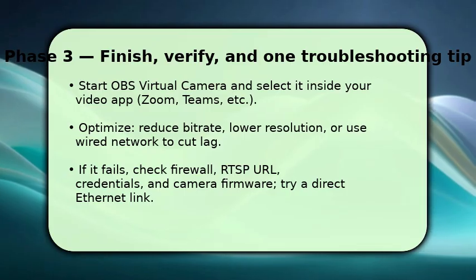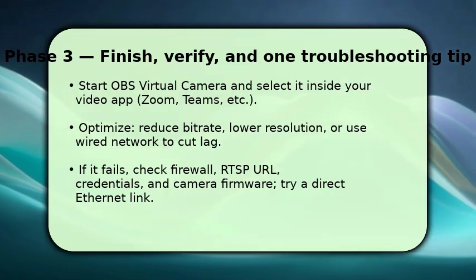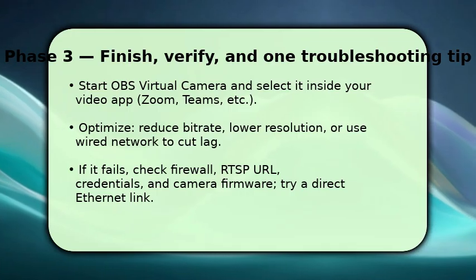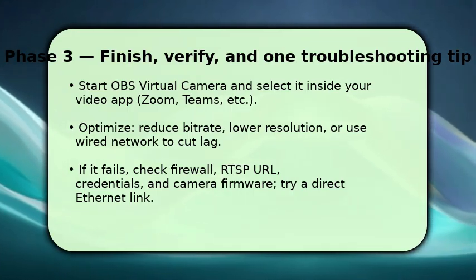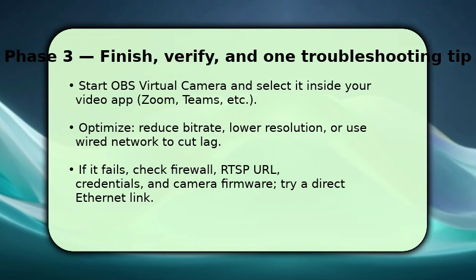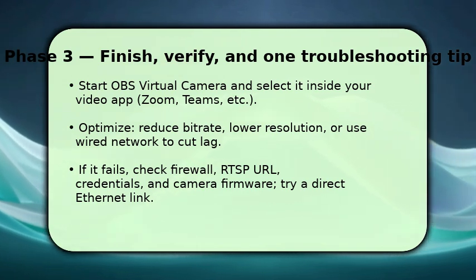If you get no image, check the firewall rules, confirm the RTSP URL and credentials, update camera firmware, and try plugging the camera directly with Ethernet. That usually resolves most connectivity problems.